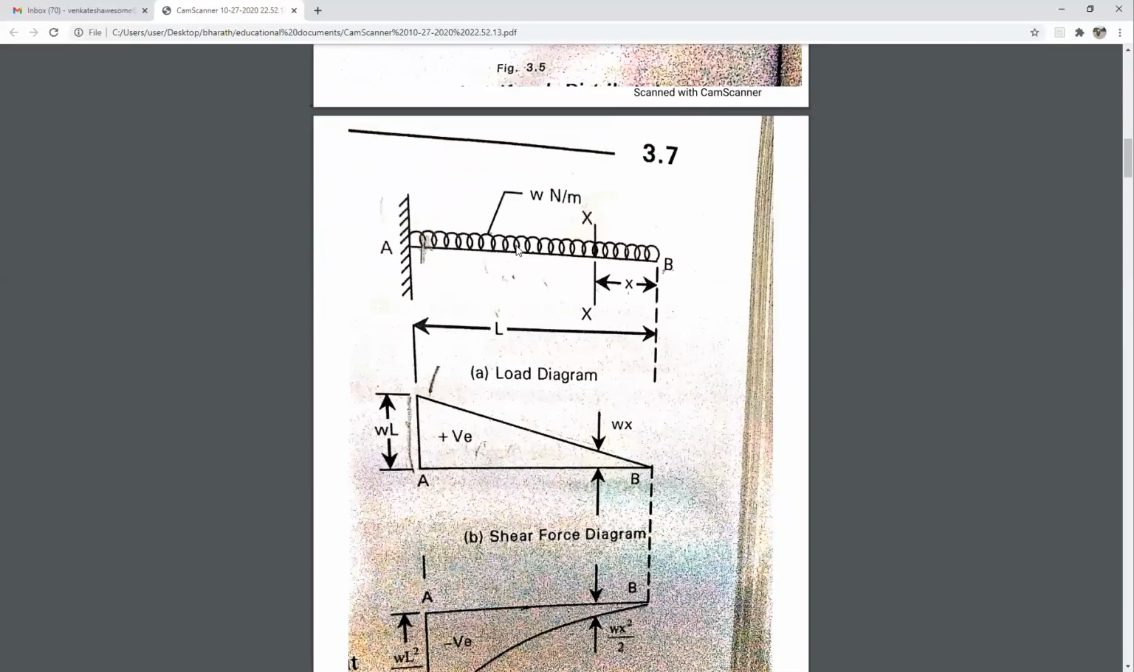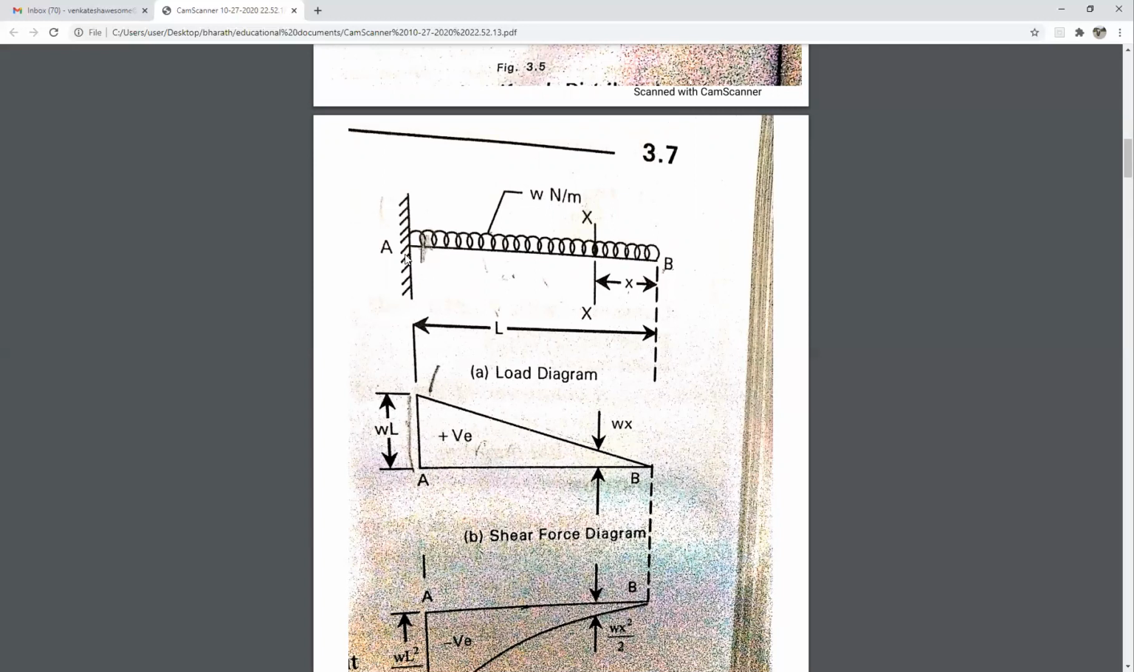Here also, how do we represent UDL? UDL we can represent by W Newton per meter. Okay, per meter length of the span of the beam, W amount of load will be acting. Okay, if the length of the beam is 10 meters, the UDL will be 5 newtons per meter.